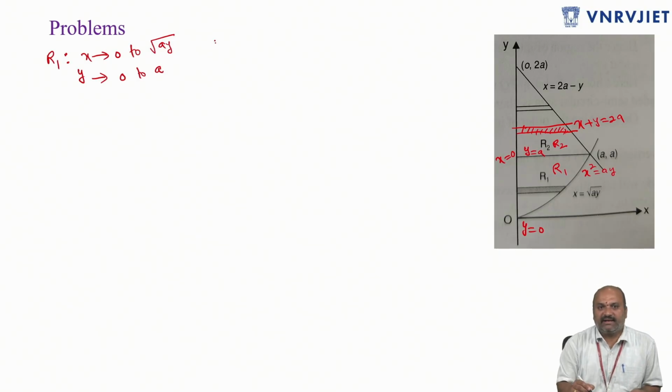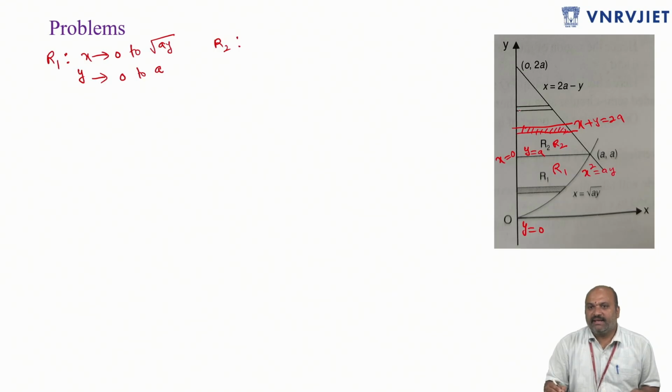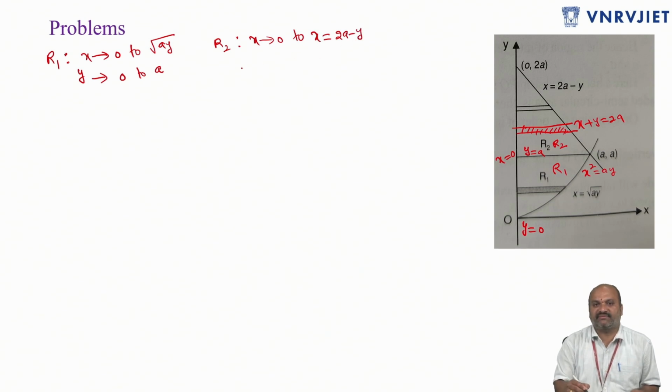Similarly, let's identify region 2 limits. Now coming here, here also we are considering another horizontal strip. The left end of the strip is moving on the line x equals 0. So x varies from 0 to, the right end of the strip is moving on the straight line x plus y equals 2a. So express x in terms of y. So x equals 2a minus y. That means x varies from 0 to 2a minus y.